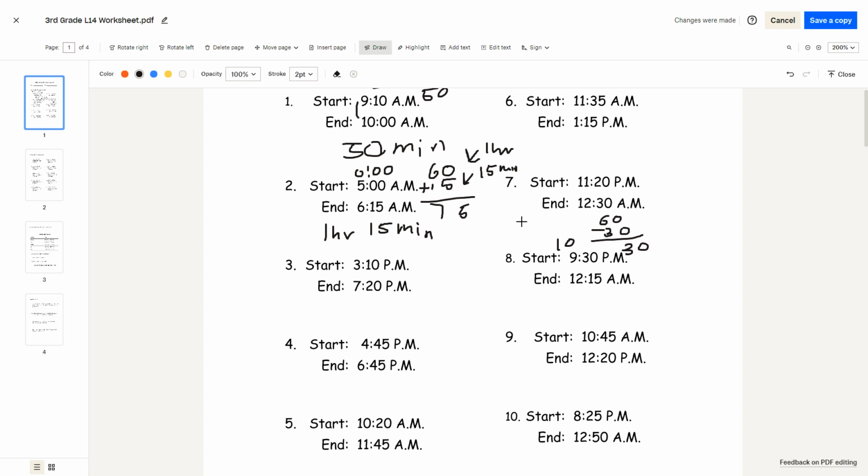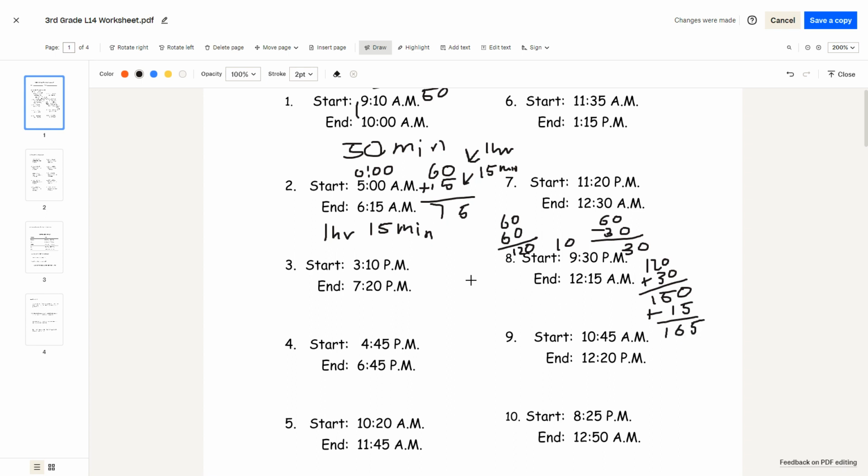2 hours is 2 60s. So 60 plus 60 equals 120, 6 plus 6 equals 12. So we get 120 minutes plus the 30 we did here. So we get 120 plus 30, and we get 150. So 150 minutes gets us to 12, and we need to reach 12:15. So we do plus 15 equals 165.